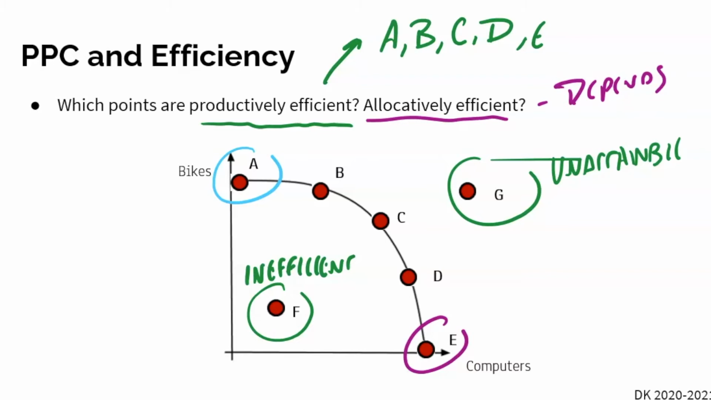And so today in the United States, right, we're probably somewhere around point D, right? In the US, right, that's probably the most allocatively efficient point. As US citizens, we primarily place more emphasis on computers than we do bikes here. Go United States.